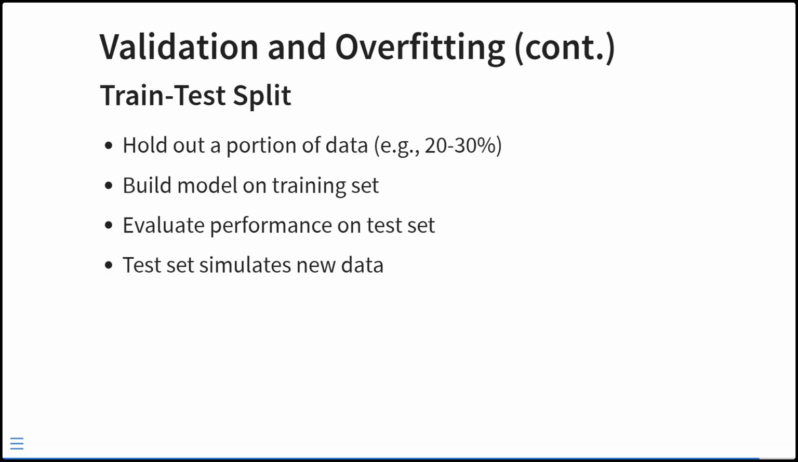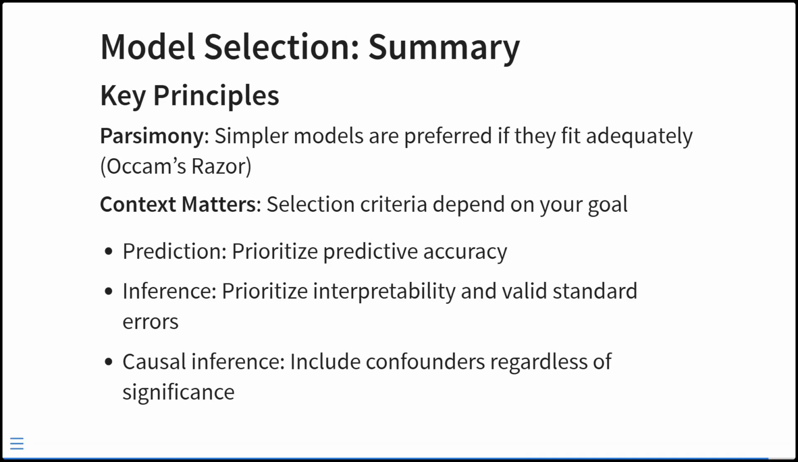So this is more or less like a machine learning technique, whereby you hold out a portion of your data, you build the model on the training set, you also evaluate performance on test sets, and your test set simulates new data. So the model selection, this is a summary. Parsimony: simpler models are always preferred if they fit adequately. So this is called the Occam's razor technique, whereby the simplest is actually the best.